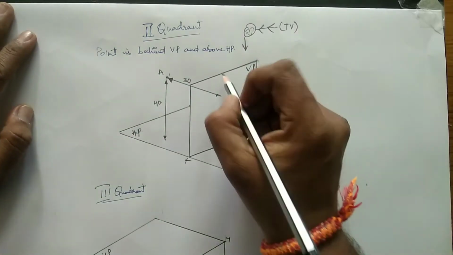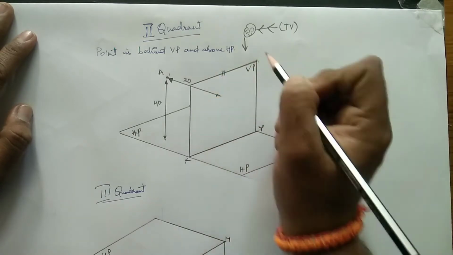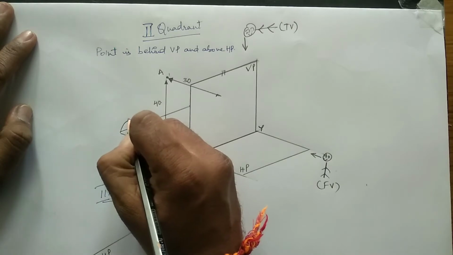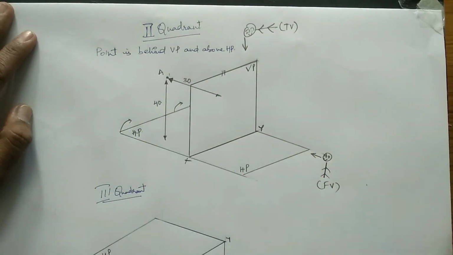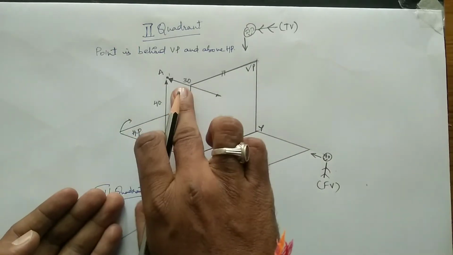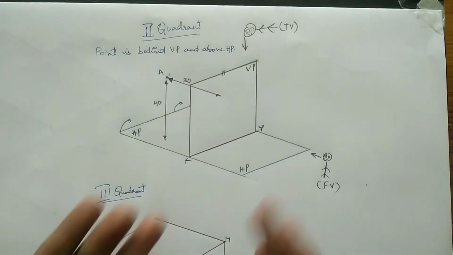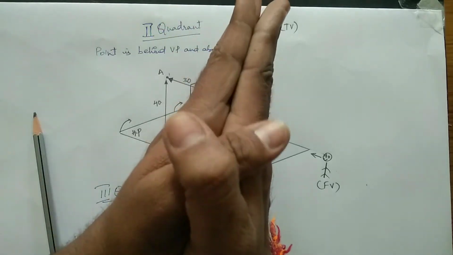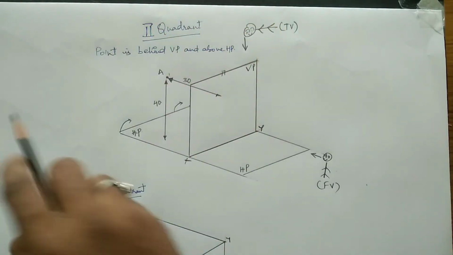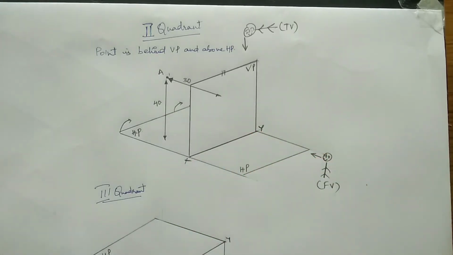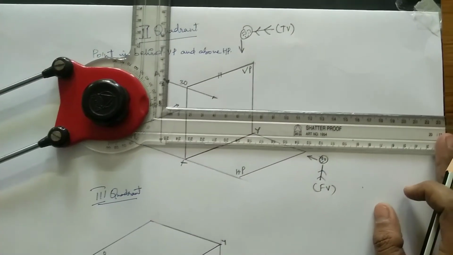As I have said, the vertical plane will not be moved, it will be fixed. Only the horizontal plane is made to rotate by 90 degrees in the clockwise direction. When it is rotated, it gets fixed and joins with the vertical plane. So when taking it with respect to the reference plane, how we need to draw it, I'll show you here in the picture.